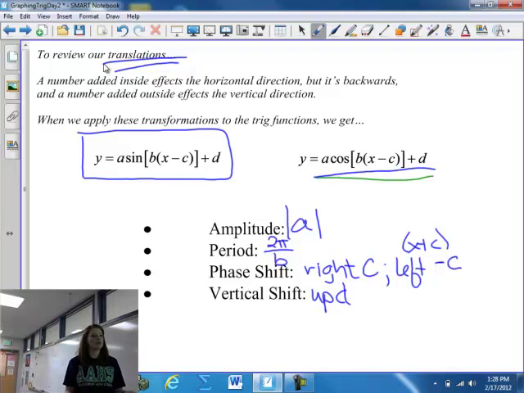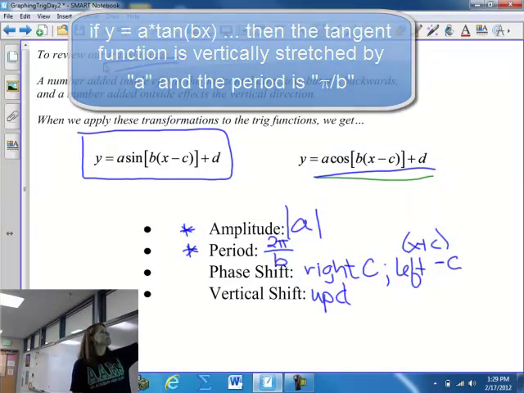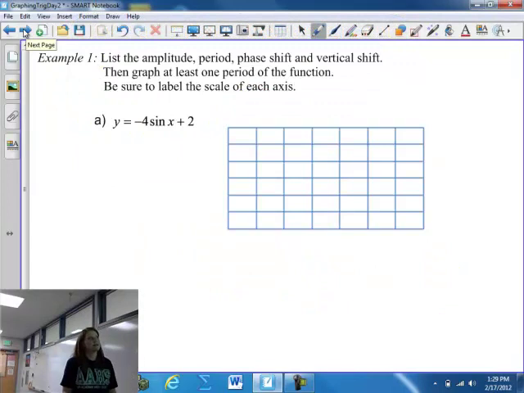We didn't list tangent for you, but tangent's the same except for the amplitude and the period. The amplitude doesn't exist in a tangent function. We have a vertical stretch. Same answer of a takes care of that. And the period of tangent is pi divided by b instead of 2 pi. And of course, tangent has asymptotes.